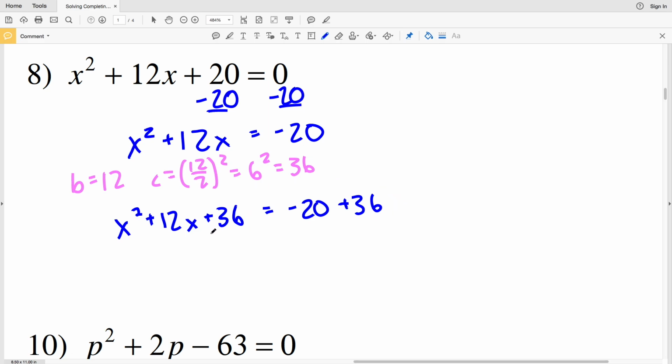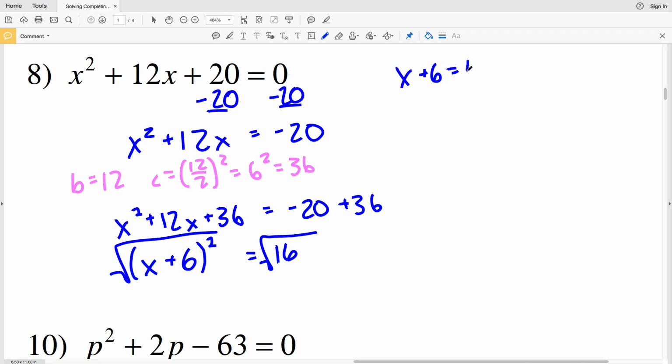Now x squared plus 12x plus 36 is in the form of a squared plus 2ab plus b squared, where my a is x and my b value is 6. So x plus 6 squared equals negative 20 plus 36, which is a positive 16. Now, taking the square root of both sides, I'll get that x plus 6 is equal to a positive 4, or x plus 6 is equal to a negative 4, since the square root of 16 is both positive 4 and negative 4.